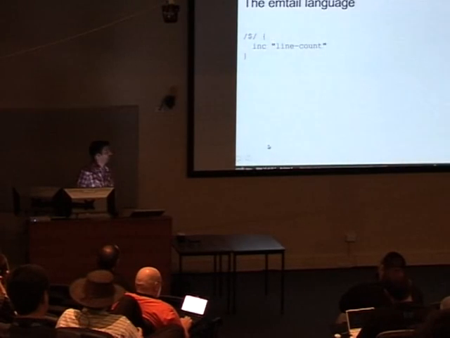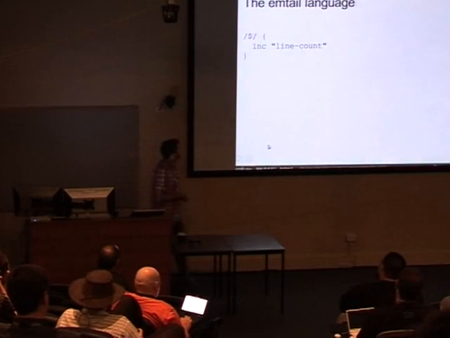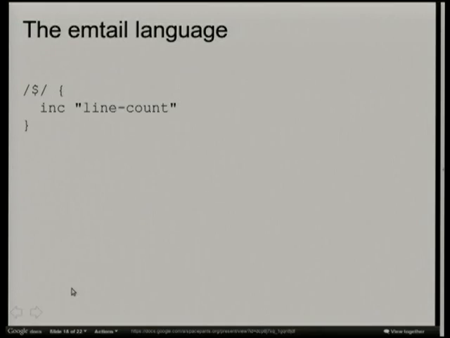Anyway, let's talk about MTail. The language is very simple. It looks like awk. It's got a pattern action syntax. As you can see, this one matches new lines and then increments a variable called line count. I just realized there's a typo there. The double quotes are not required. But yeah, that's much of a muchness.